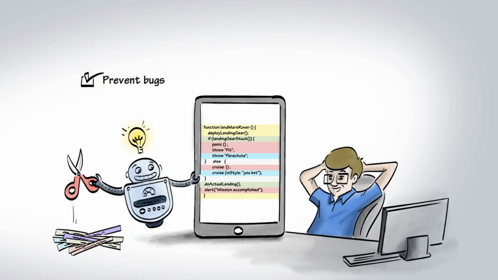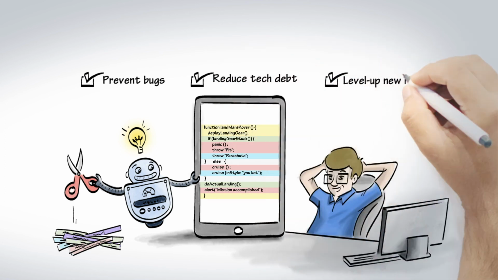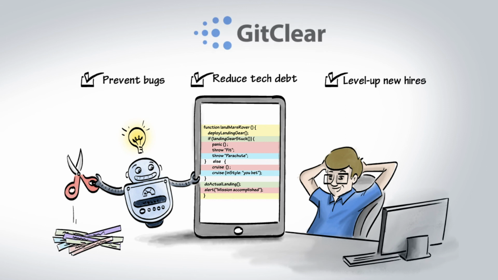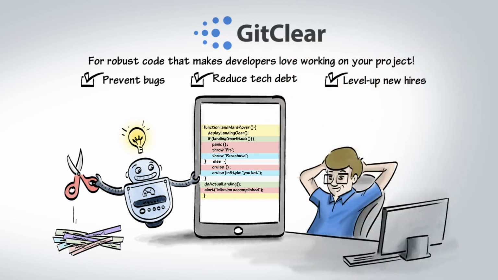Don't miss the critical bugs and tech debt that seep into your repos. Git Clear's line impact creates the transparency and accountability to build robust code that makes developers love working on your project.